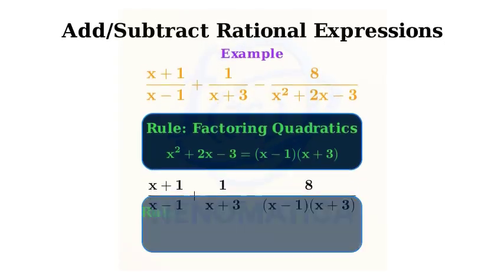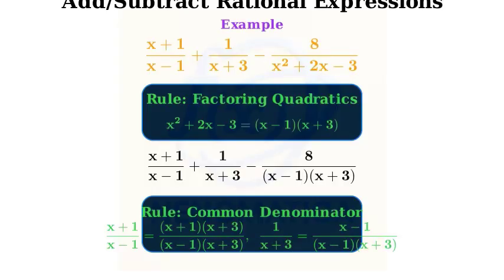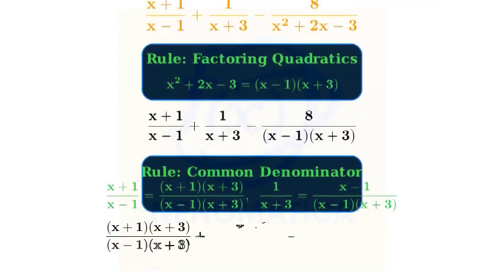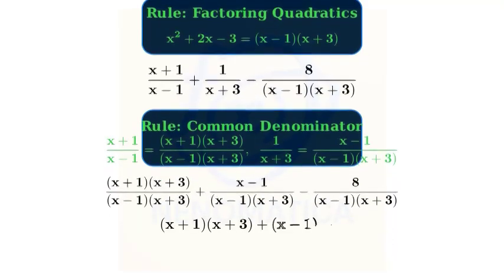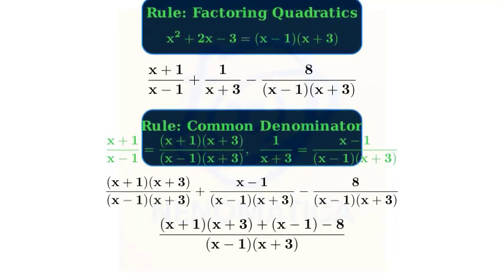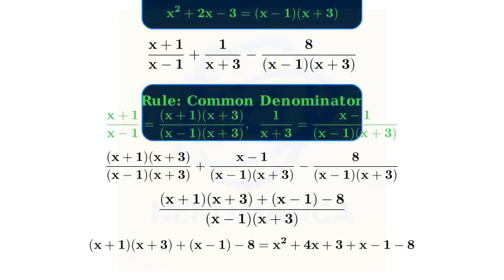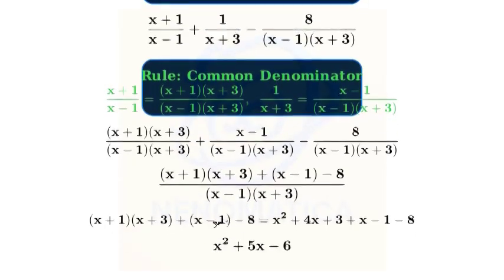Step 2. Build a common denominator of (x minus 1) times (x plus 3) and rewrite each term. Step 3. Expand the numerator and combine like terms. Step 4. Factor the numerator, x squared plus 5x minus 6.